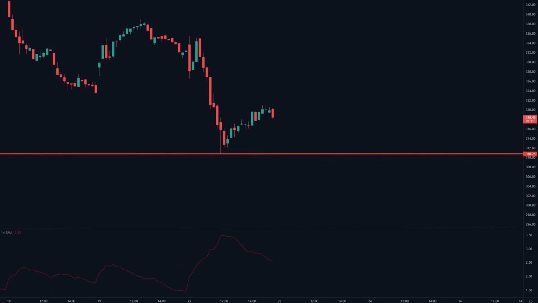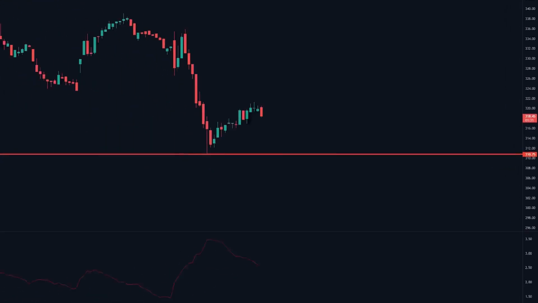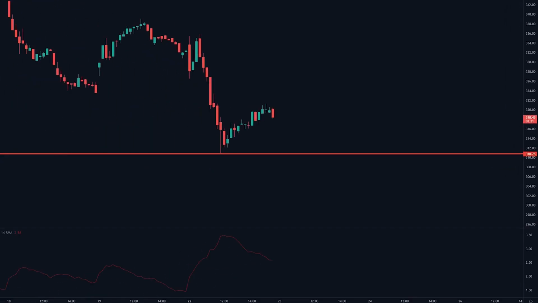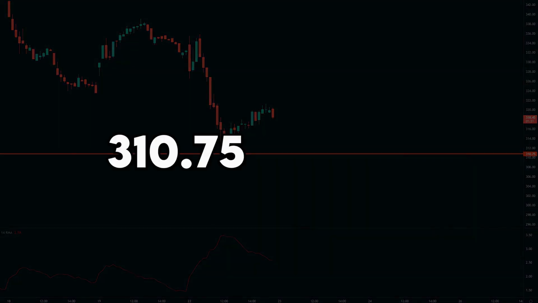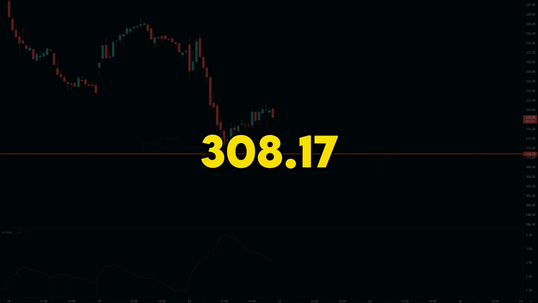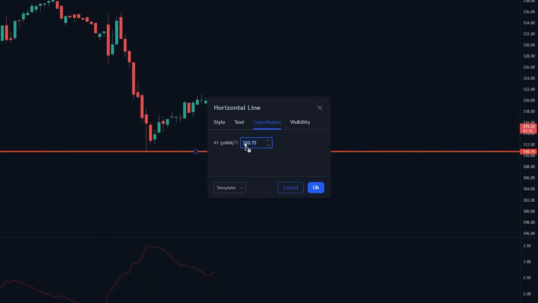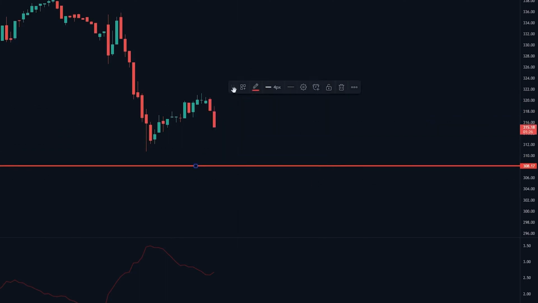So here we set our stop loss at the most recent swing low, which is at $310.75. We then see what the ATR value is, which is 2.58. We then do 310.75 minus 2.58, which equals 308.17. That is where we will move our new stop loss to.